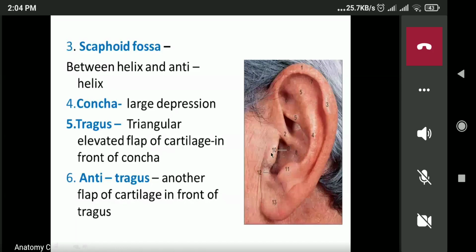And just opposite the tragus, there is another flap of cartilage. It is also triangular in shape, and this is known as the antitragus. So concha, tragus, antitragus. Between the tragus and the antitragus, there is a notch, which is known as the intertragic notch. Okay, so these are the different parts here.